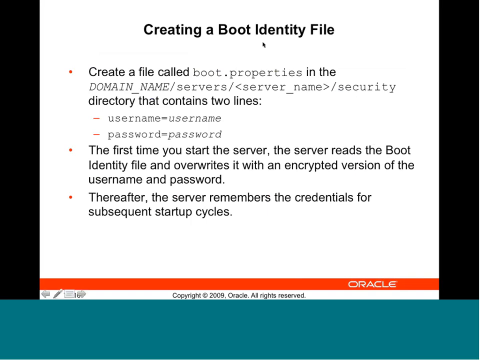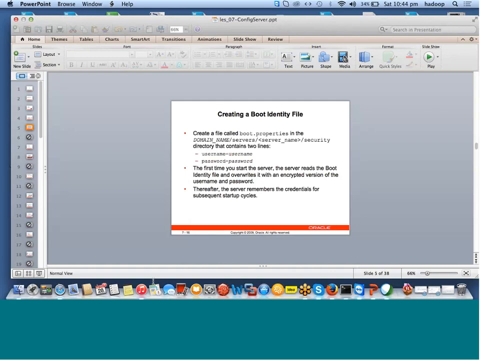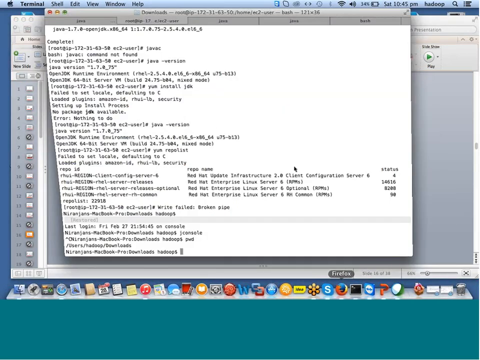If you see creating a boot identity file, before you start up, it will prompt you for user ID and password. So you can go and create a file called boot.properties. It holds domain name, server name, security. If you see here, domain name, server name, security. Yeah, so I'll just go here. If you see.